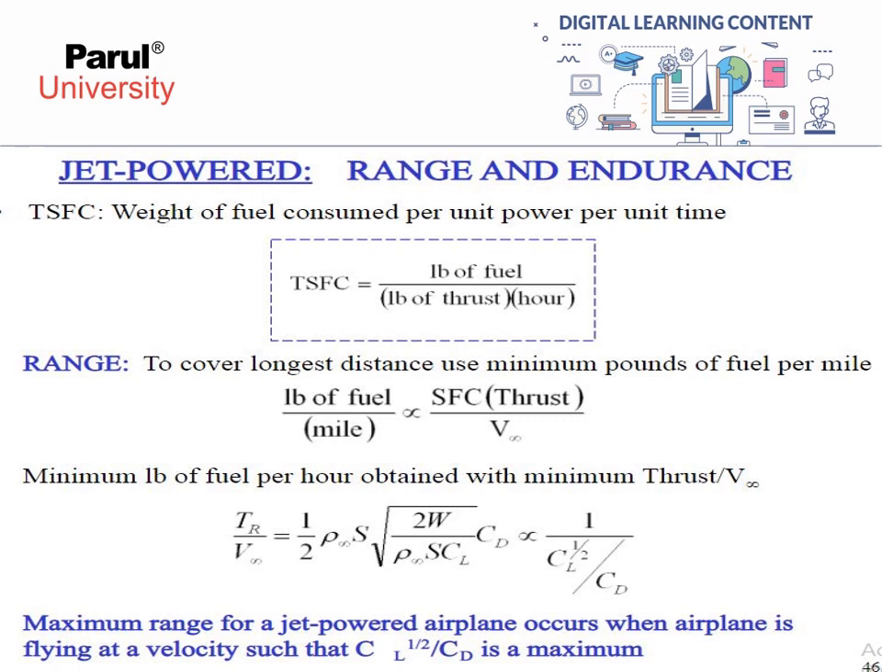Means minimum lb of fuel per mile is obtained with minimum thrust upon V infinity, or thrust T upon V infinity is equal to 1 upon 2 rho infinity S into a square root of 2W upon rho into S into CL into CD, which is inversely proportional to CL to the power 1/2 upon CD. This is nothing but maximum range for a jet powered aeroplane occurs when the aeroplane is flying at a velocity such that CL to the power 1/2 upon CD is maximum. It is nothing but thrust upon V infinity, T by V, is minimum.